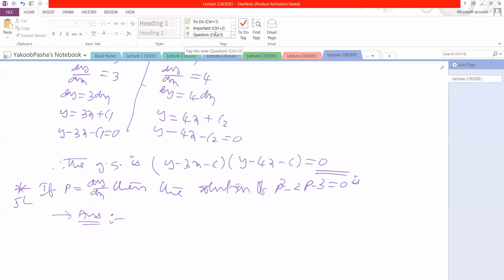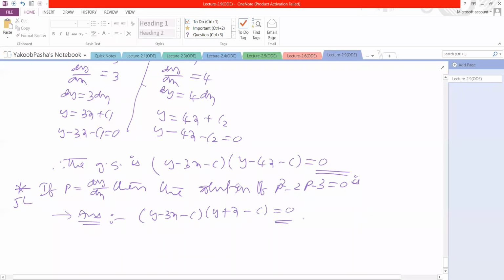What are the factors here? 3 and minus 1. Okay, 3 and minus 1 are the factors. Simply, the factors are y minus 3x minus c, y plus x minus c is equal to 0. Just 3 comma minus 1 factors.